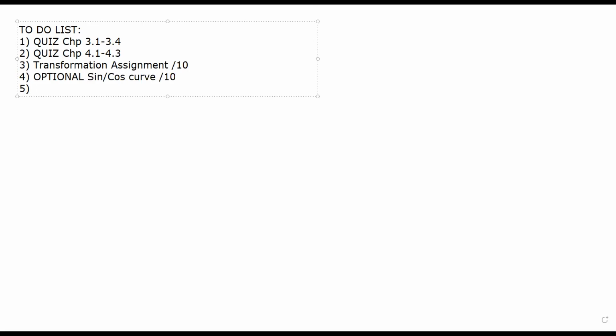What's next? The triangle assignment, so the chapter 4 sine law, cosine law assignment, plus the trig identities, worth 20. You should have that done by now, but if not, just organize your time and do it. And then lastly, of course, the Desmos assignment, that's worth 5. This is all stuff that people should have started hammering away at.